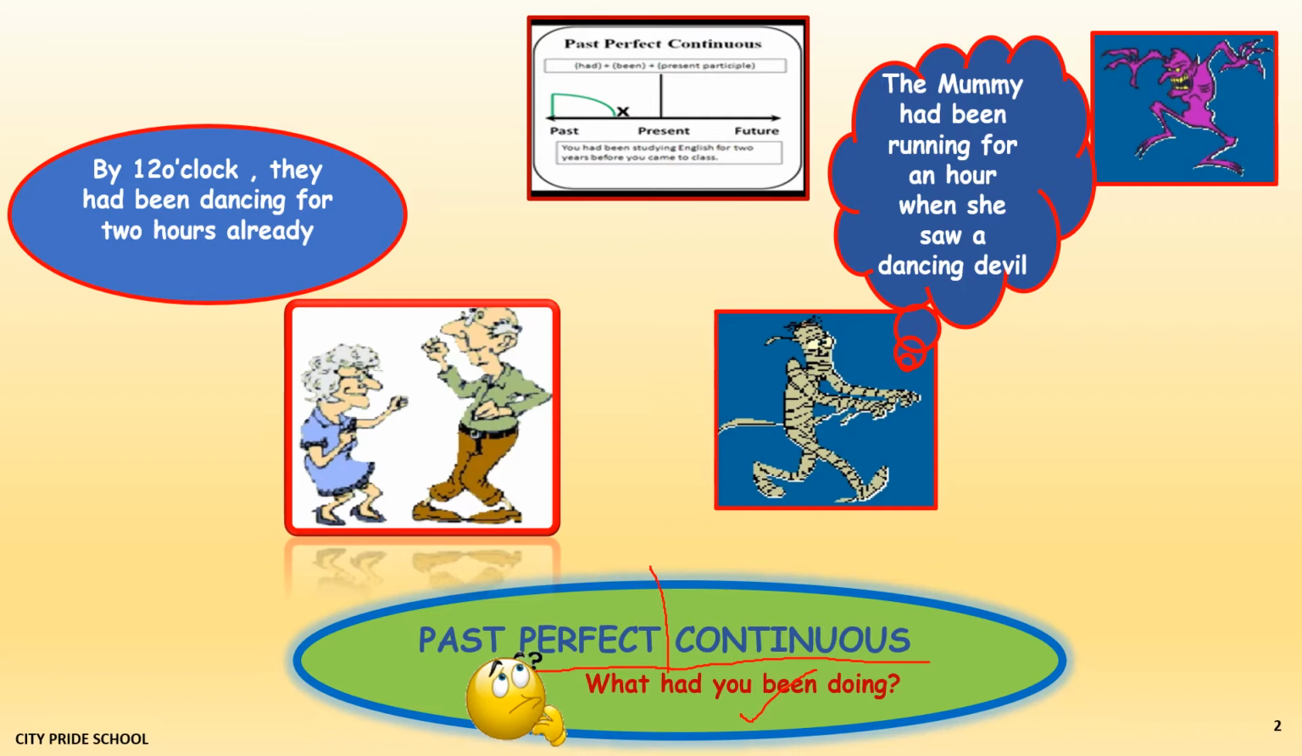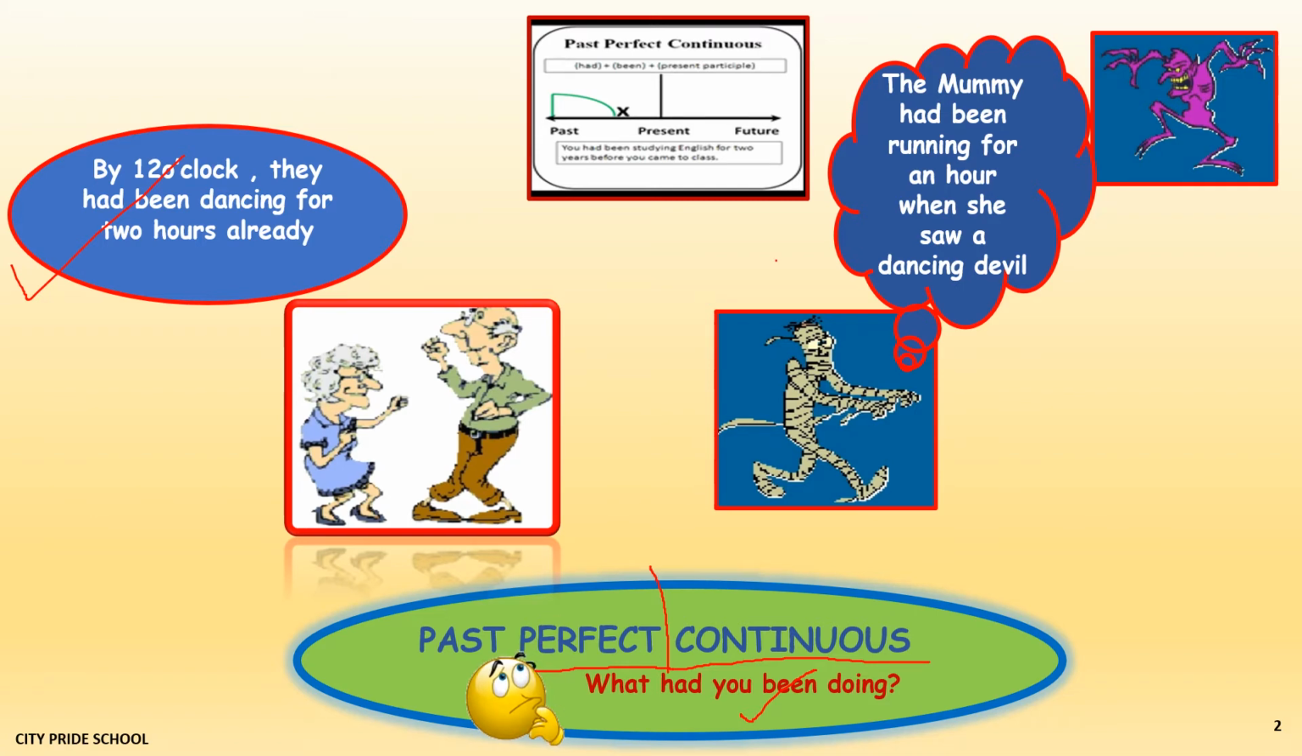Now come to this example. By 12 o'clock, they had been dancing for 2 hours already. Probably they were celebrating New Year's Eve. So by 12 o'clock, they had been dancing for 2 hours. Means they started at 10 p.m., and at 12 also they were dancing. So 2 hours of dancing completed and it is still going on. They have not yet stopped.